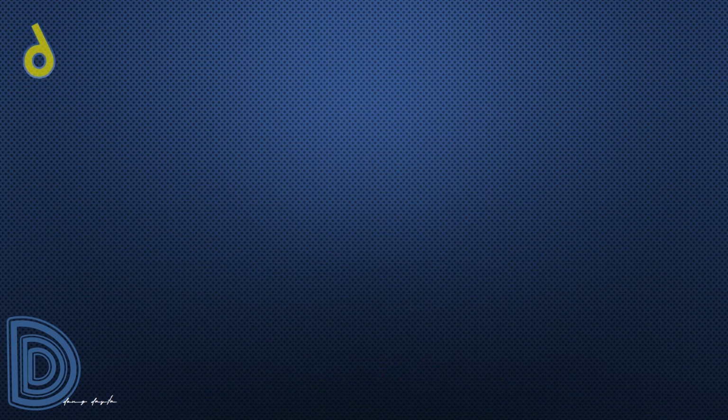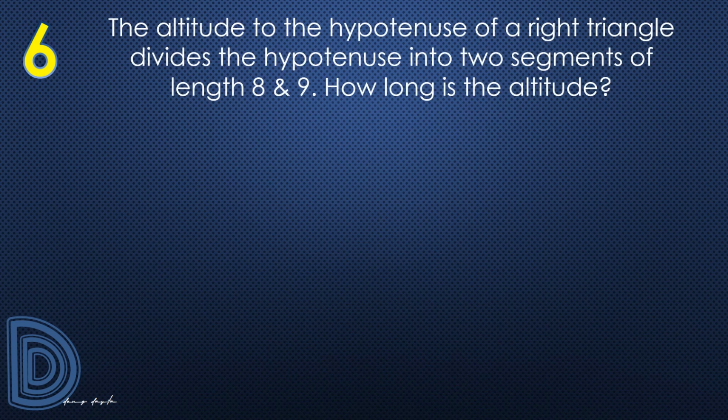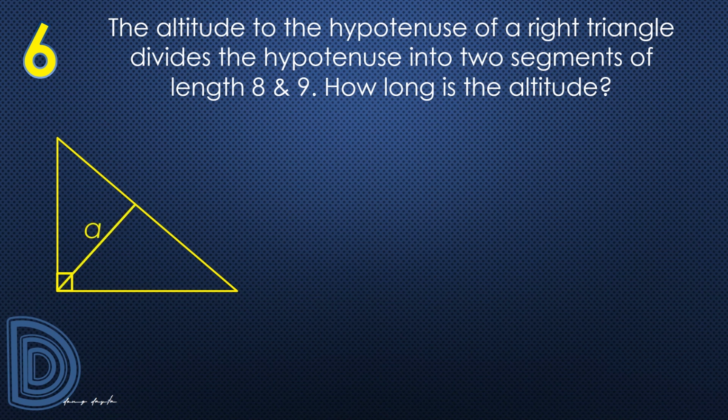Number 6. The altitude to the hypotenuse of a right triangle divides the hypotenuse into two segments 8 and 9. So let us draw the right triangle. It says that we have the altitude to the hypotenuse, so that comes from the right angle of the triangle. And this altitude divides the hypotenuse into segments measuring 8 and 9. By right triangle similarity, we know that the altitude is the geometric mean between the segments into which it divides the hypotenuse of the right triangle.